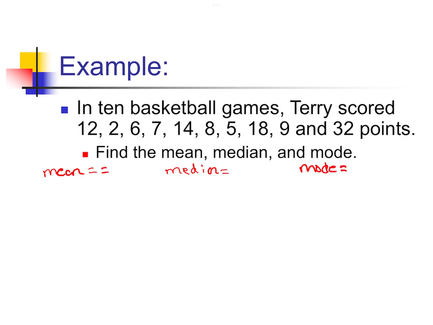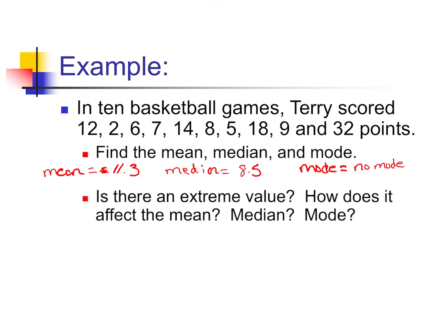Put your numbers in order, add them, take some time, make sure you can get the right answer. Not sure why I wrote equals twice right here, but if you find this, you should get a mean of 11.3. Your median is going to be 8.5, and there is no mode. All of our values only happen one time, so you would have no mode on that. Okay, and then it wants to know, is there an extreme value, and how does it affect our mean, median, and mode? So is there an extreme value?